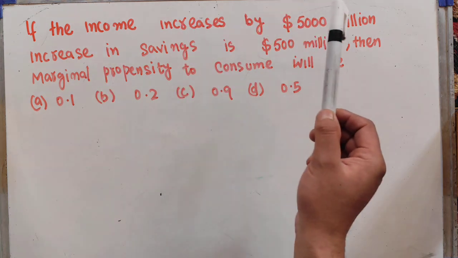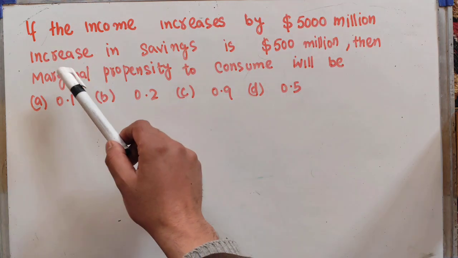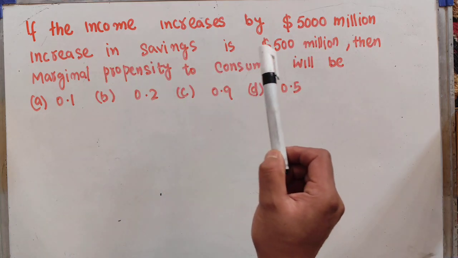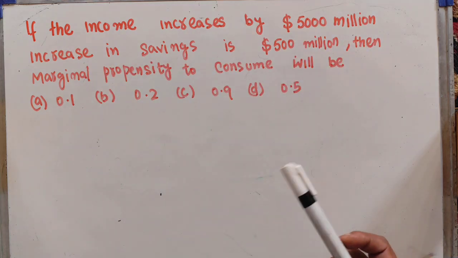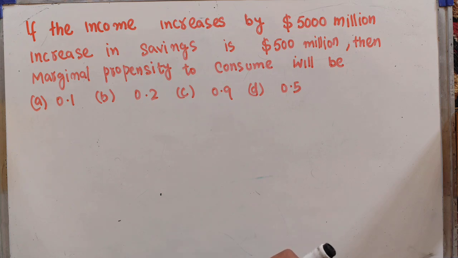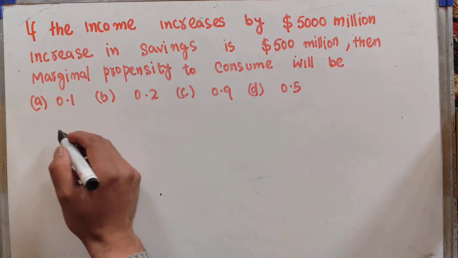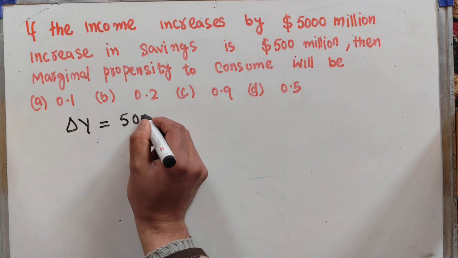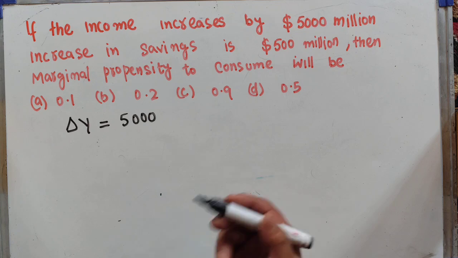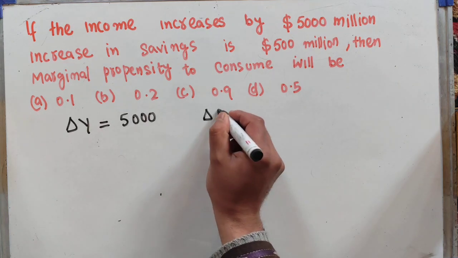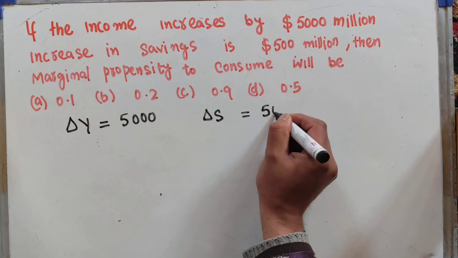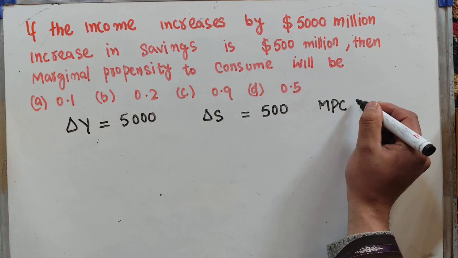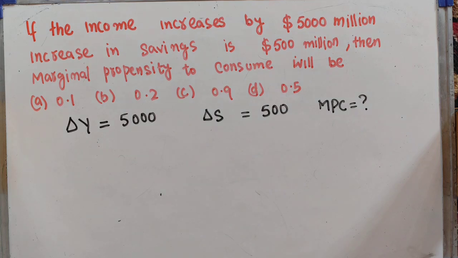To find out the value of the marginal propensity to consume, the question is, if the income increases by $5,000 million, increase in savings is $500 million, then marginal propensity to consume will be, options are being given, we need to find out the correct option. Okay, so what we are being given, the change in the income is $5,000 million. Change in the savings is equal to $500 million. We need to find out the value of the MPC, that is the marginal propensity to consume.